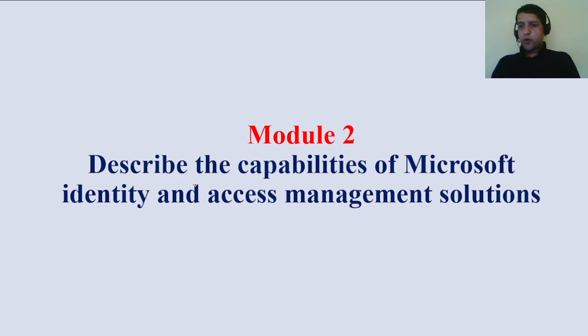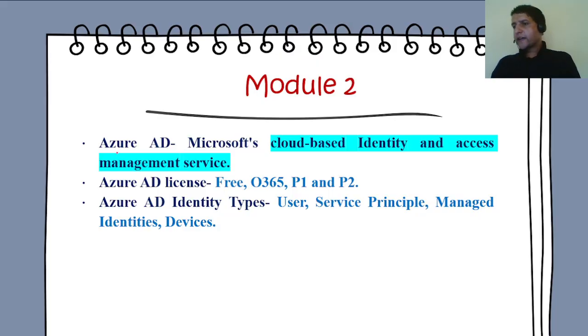Now this was it for module 1. Let's see what they talk about in module 2. Describe the capabilities of Microsoft identity and access management solutions. Lots of terms, lots of things to remember here. First, Azure Active Directory is Microsoft's cloud-based identity and access management service, and it has four licenses: Free, Office 365, Premium 1, and Premium 2. Most of the features come with P1 and P2. Azure AD identity types: user, service principal, managed identity, and device. Let's understand them.